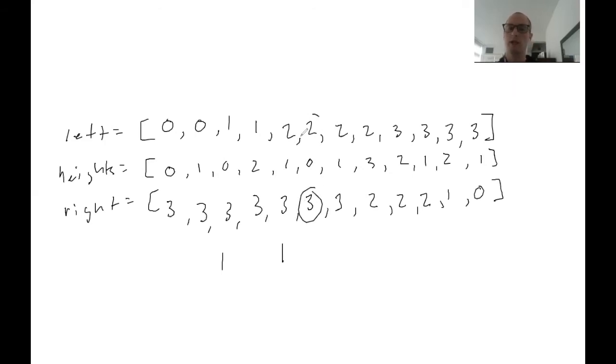So what's the minimum height of 3 and 2? Well, that's 2, and we could subtract 0 from that. Well, that's going to give us a value of 2. And what about here? 3 and 2, well, that's 2 again. Subtracting 1, that's going to give us a value of 1.